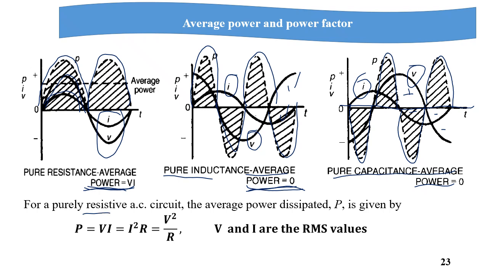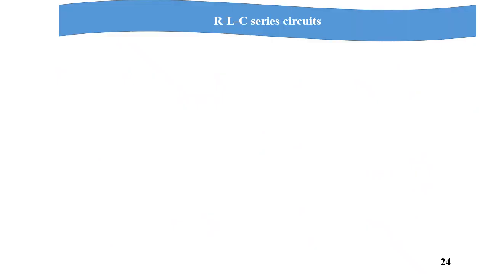For a purely resistive AC circuit, the average power P is given by V times I, or I square R, or V square over R, where V and I are the RMS values for the voltage and current.